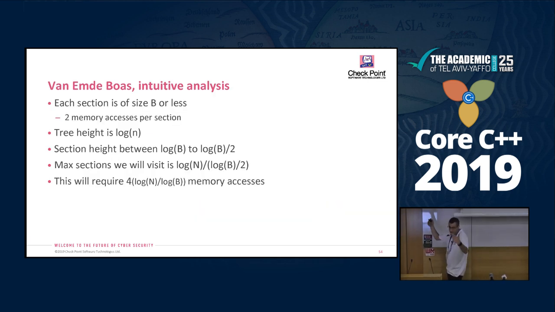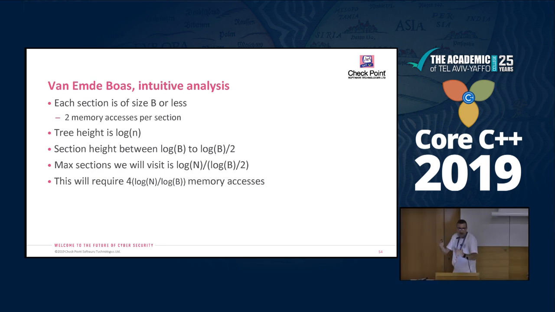Each section, each subtree, is of size B or less, because we just keep dividing it. So in order to bring it to cache, we have a maximum of two cache misses. The whole height of the tree is log n, and the height of each subtree is something between log B and log B divided by 2, log of the square root of B, because either it fits, or I have to divide it again.